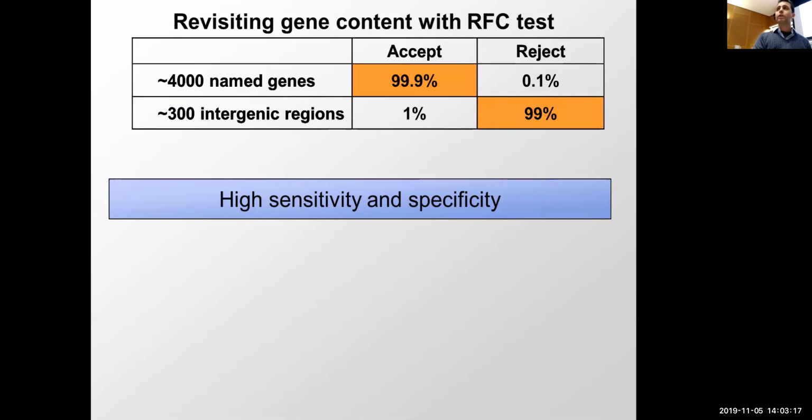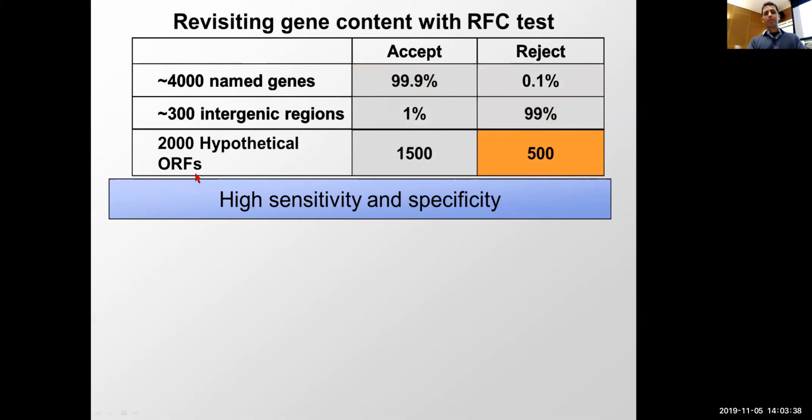So using only this reading frame conservation test, we applied it to yeast, and we found that of 4,000 genes that had a gene name, we could keep 99.9% of them. And for 300 randomly chosen intergenic regions, we could reject 99% of them. This is pretty awesome in terms of sensitivity and specificity.